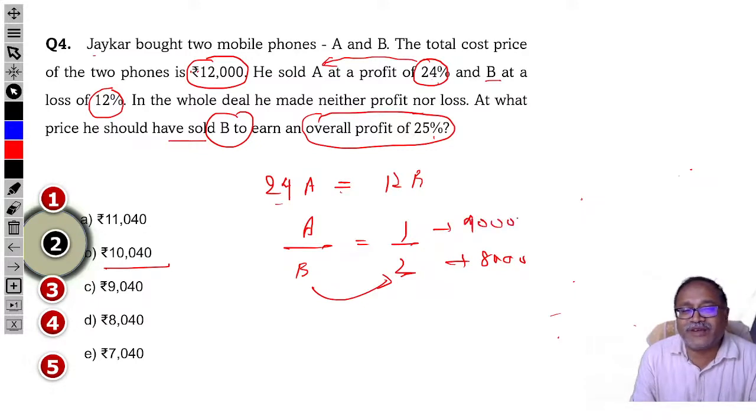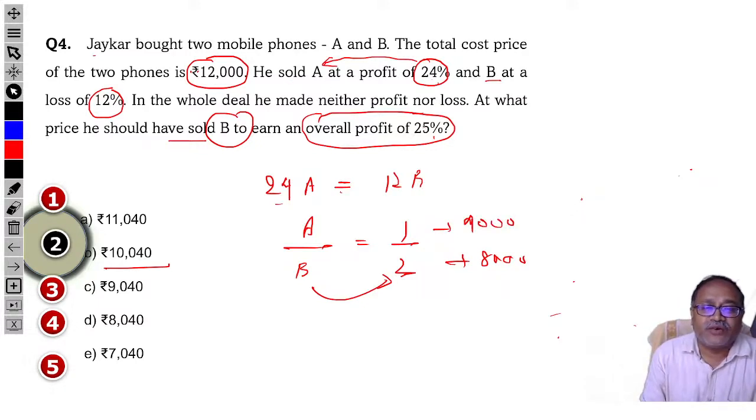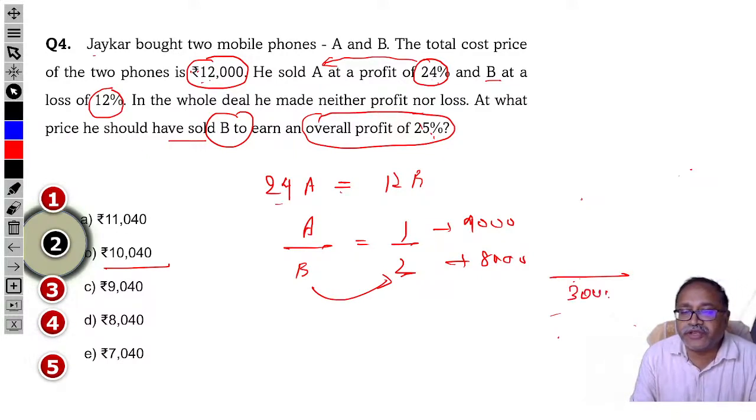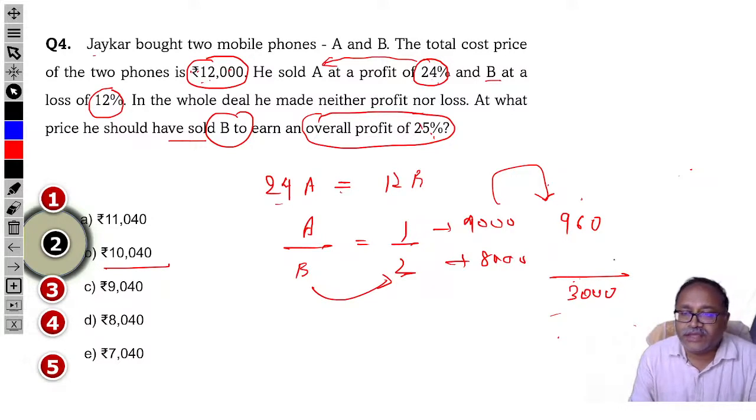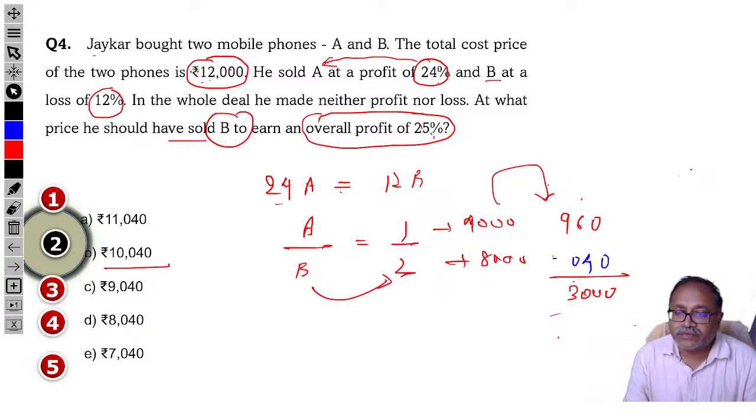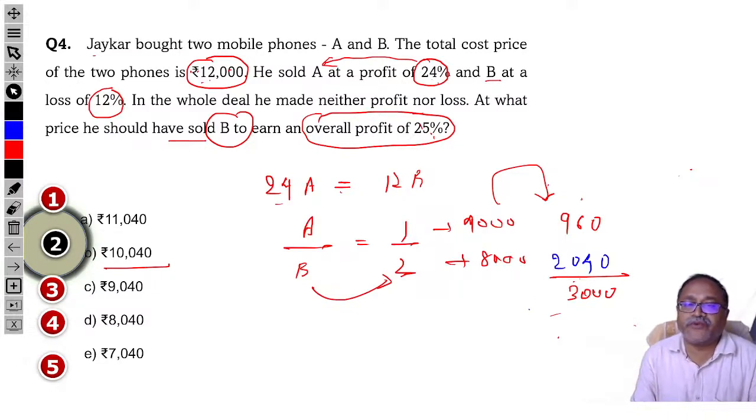Okay. You people have done well. Now here overall profit will be what is that? 25%. That means 1/4 of 12,000, which is 3,000. So the total profit I am looking for is 3,000. And in A there is 24% profit. So take 24%. 24 into 4 is 96. 960. And I require the profit from B, that's 0 and 4 carry 9, 10 carry 1 and 2. So this should be the profit from B.